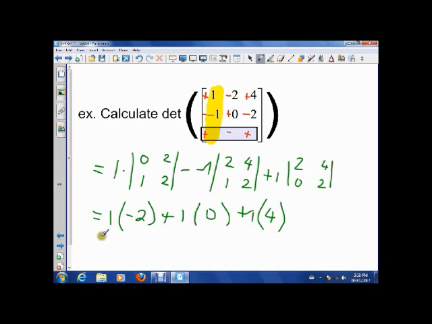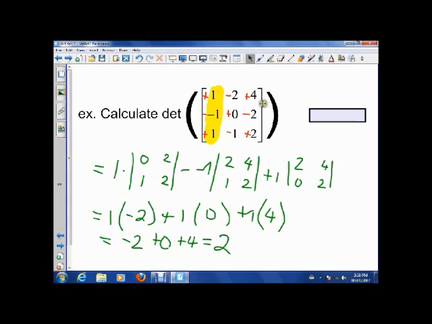Okay, so the answer is 1 times negative 2 is negative 2 plus 0 plus 4 is equal to negative 2 plus 4 is 2. So the determinant of this whole matrix is 2.